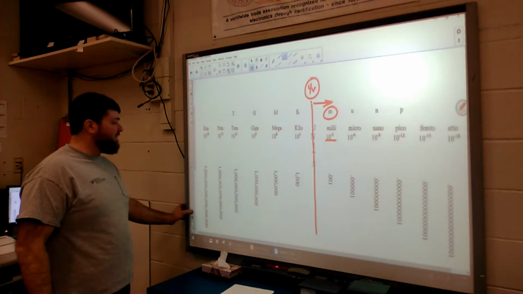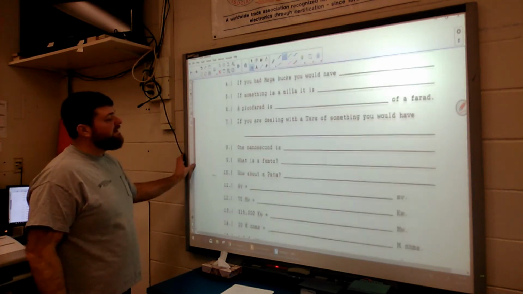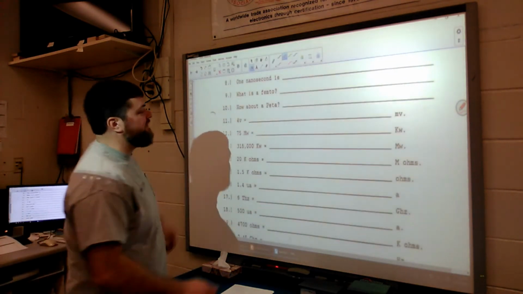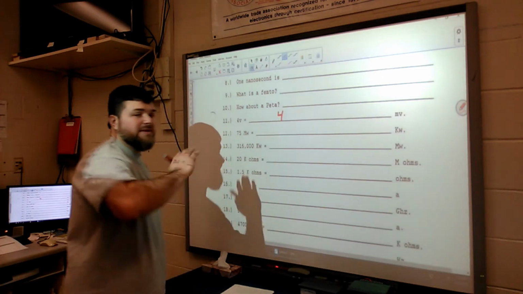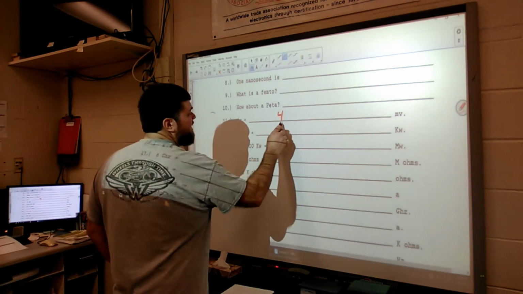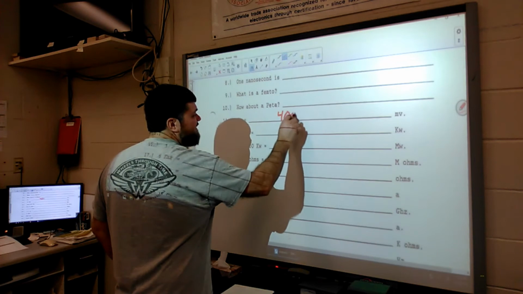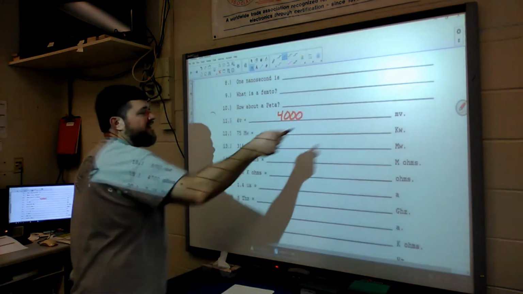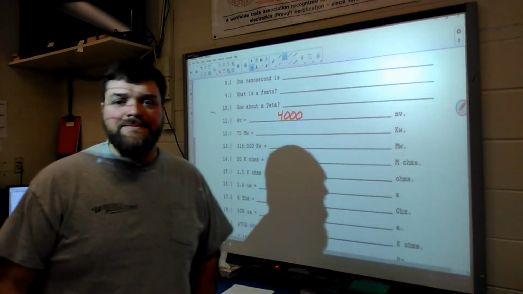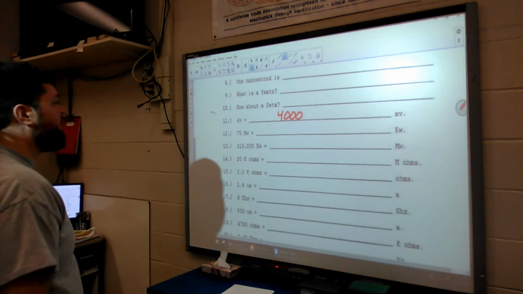Let's back up here. It says right here we got 4 volts, so I put 4 up there. I need to move my decimal 3 places to the right. So 1, 2, 3, that's going to give us 3 zeros. So 4,000 millivolts is the same thing as 4 volts. Okay, let's do the next one.